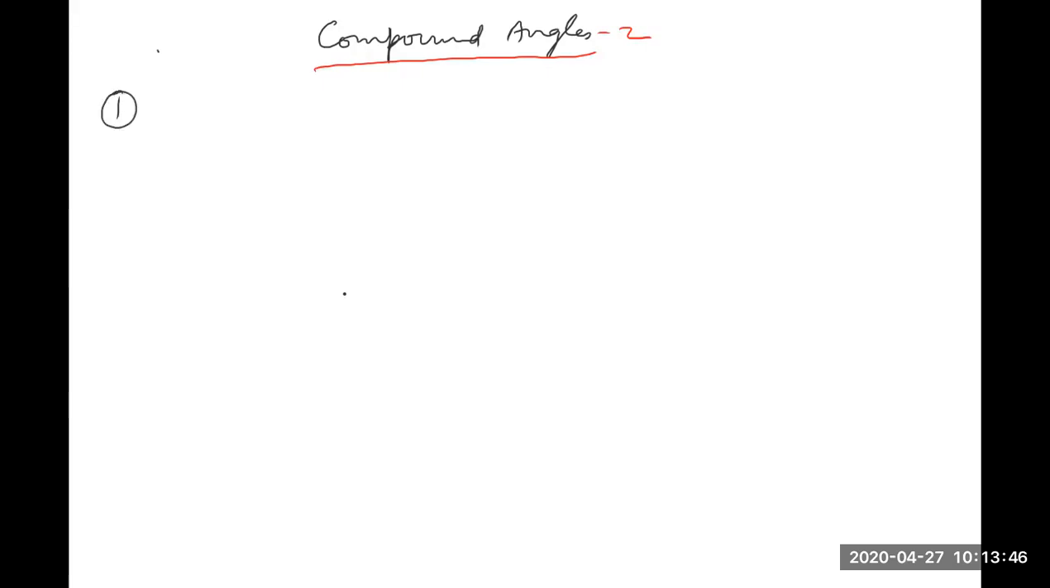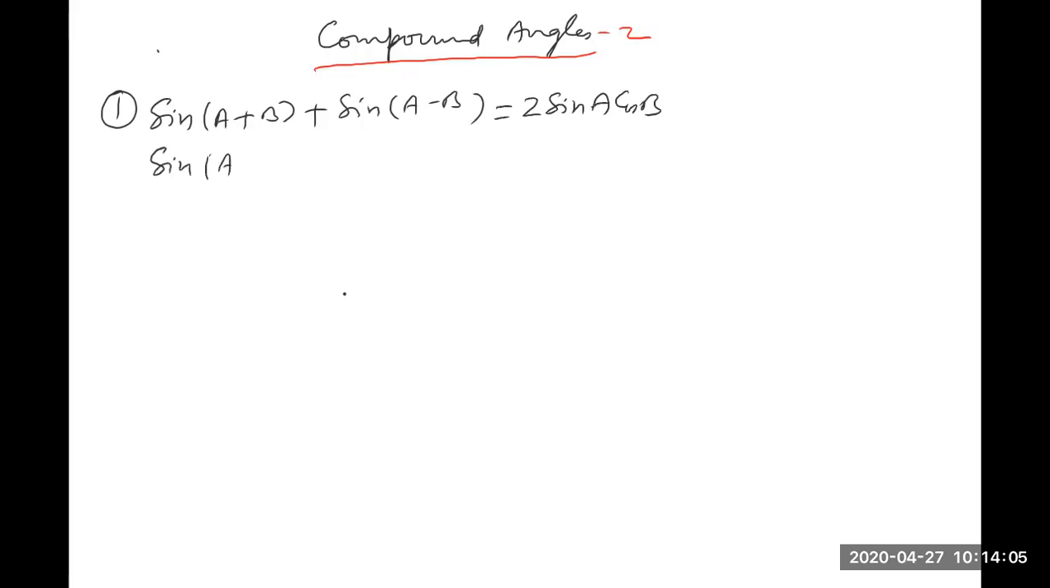First one is sin A plus B plus sin A minus B. Sin A plus B is sin A cos B plus cos A sin B, sin A cos B minus cos A sin B. So that will cancel out. This is equal to 2 sin A cos B. Sin A plus B minus sin A minus B is equal to 2 cos A sin B.